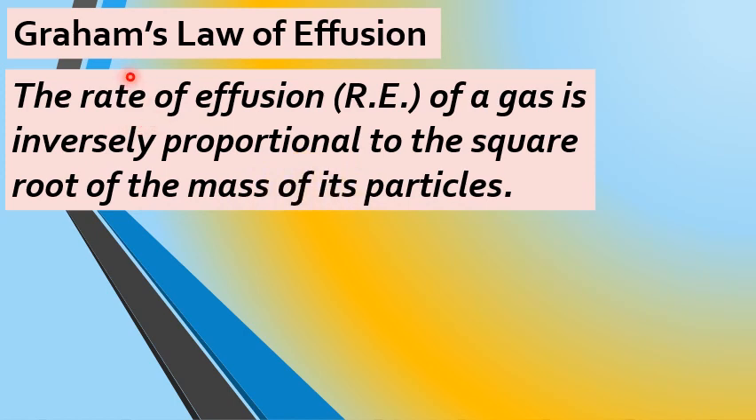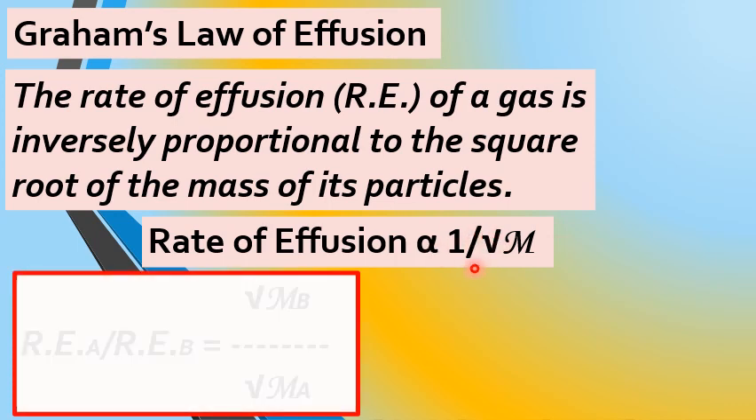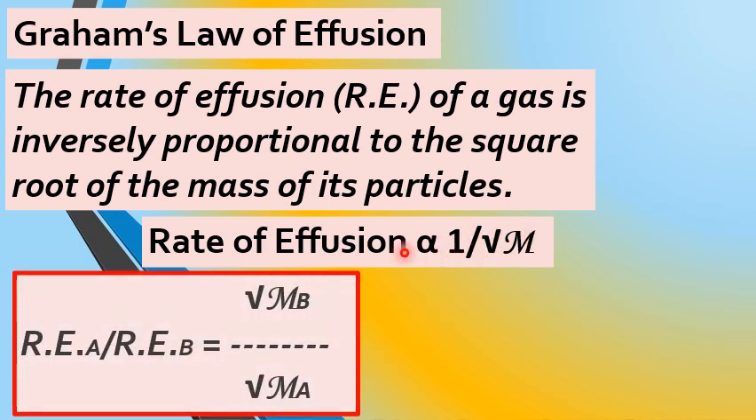Graham's law of effusion states that the rate of effusion of a gas is inversely proportional to the square root of the mass of its particles. The ratio of the rate of effusion of gas A to that of gas B is equal to the ratio of the square root of the molar mass of gas B over the square root of the molar mass of gas A.